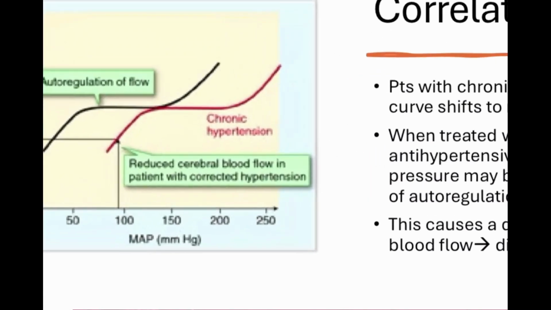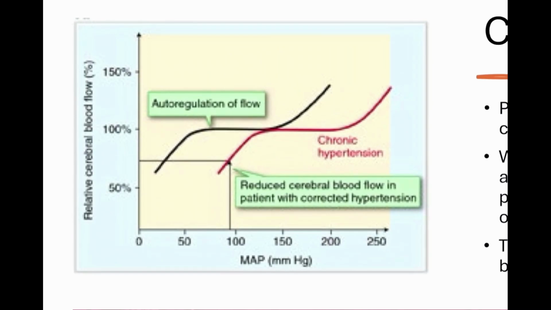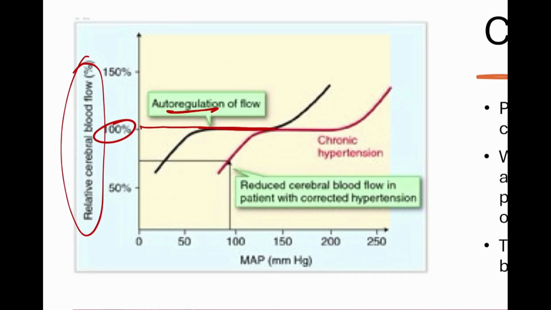So, let's look at the picture here. We have this autoregulation of flow in the black line. If you look on the y-axis, we have cerebral blood flow percentage. So we're at 100% on this part of the line. And if you draw lines down, you'll get 80 to 150. So long as your blood pressure is in this range, you will have perfect perfusion through your brain.